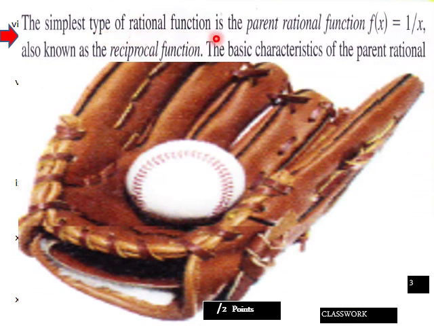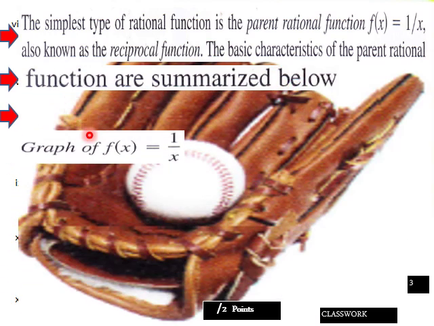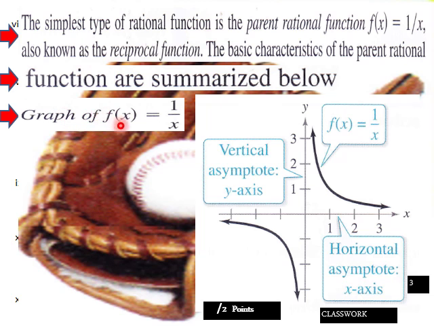The simplest type of rational function is the parent rational function, f of x equals 1 over x, also known as the reciprocal function. The basic characteristics of the parent rational function are summarized below. So here is the graph of f of x equals 1 over x. Your y-axis is your vertical asymptote, and your horizontal asymptote is your x-axis here, and your curve here will be decreasing, and this will be decreasing here as well.